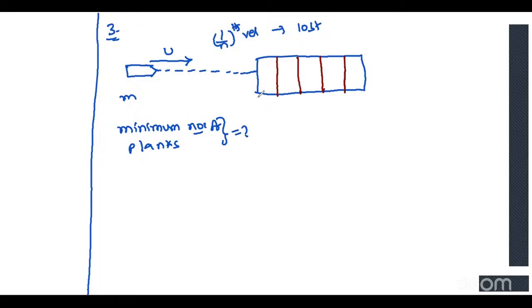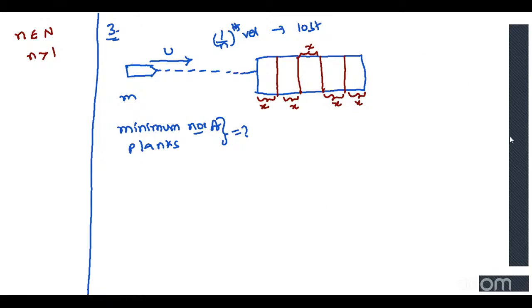What is n here? 1 by nth of velocity loss. That only n we need to find. 1 by nth velocity is lost. That n belongs to the set of natural numbers, where n will be greater than 1.